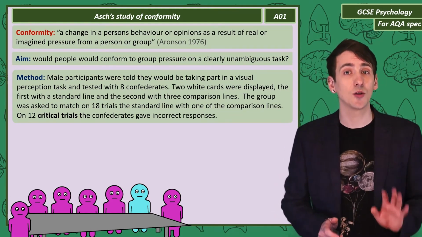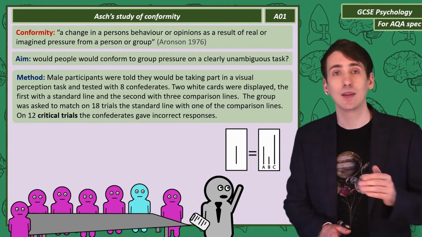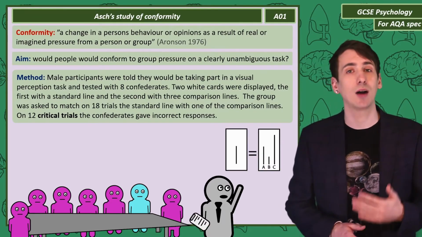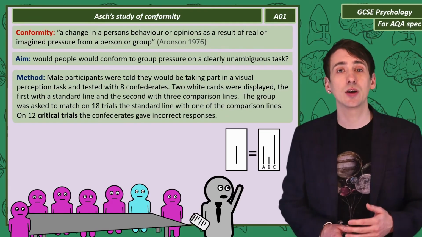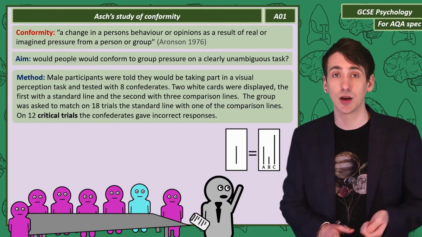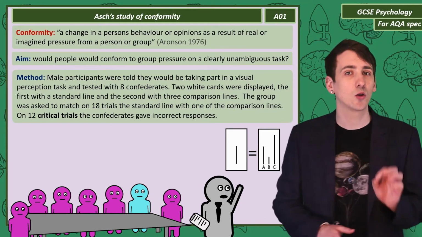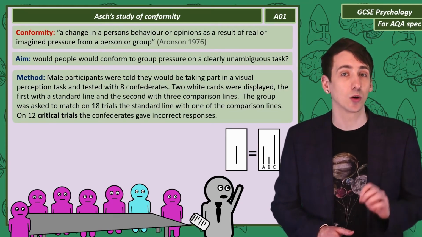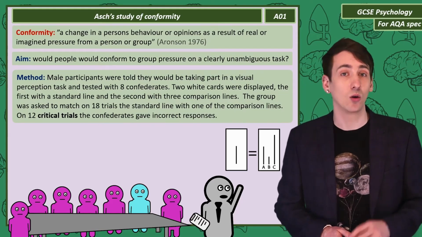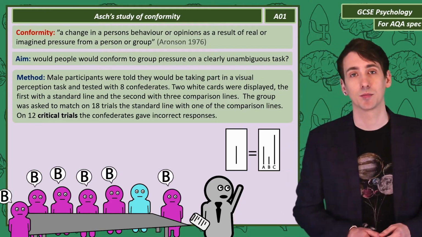Sets of 2 white cards were shown to the group. One white card had a standard line on it, and the second card had 3 comparison lines. The researcher showed a series of these cards to the group, and each time asked them in turn to match the standard line with one of the comparison lines. 12 of these sets of cards were critical trials, meaning all the Confederates gave the same incorrect response.